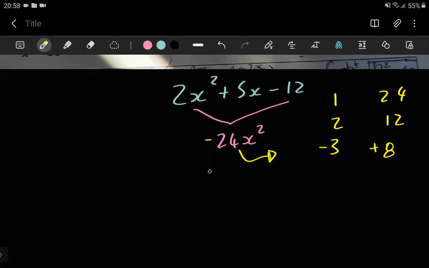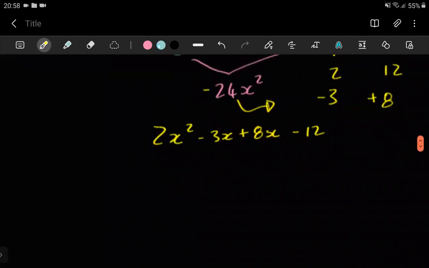Yeah, so now you can replace the middle with those two terms. It's going to be minus 3x, positive 8x, minus 12. And then these you can group together, right? And then these you can also group together. So here you can take out x as a common factor. It's going to be x minus 3 here. Here you can take out 4 as a common factor.